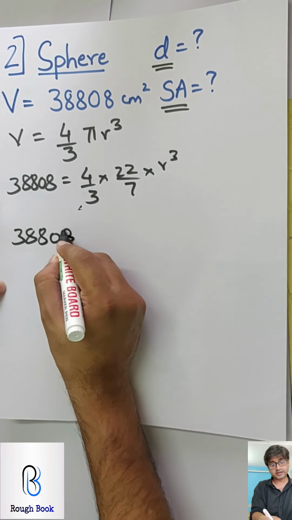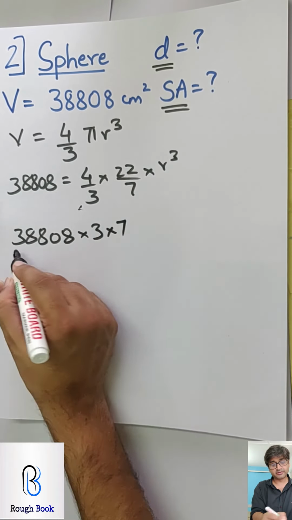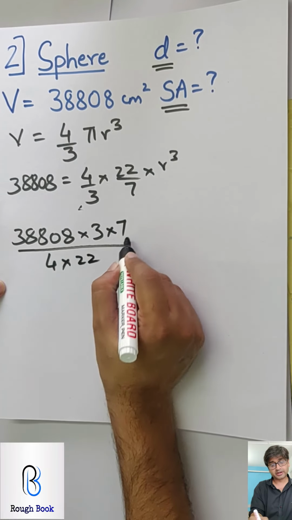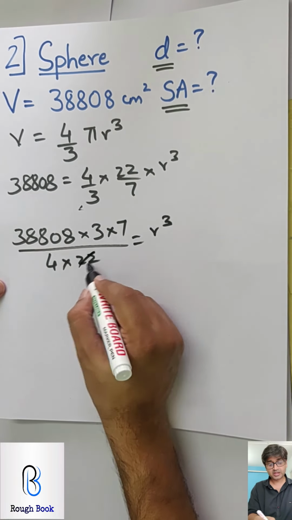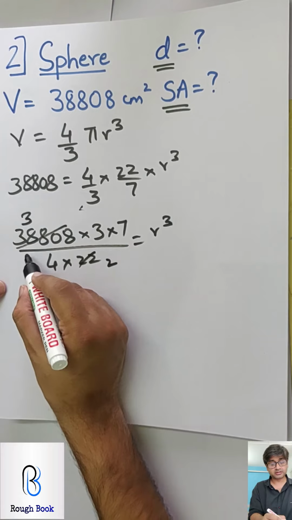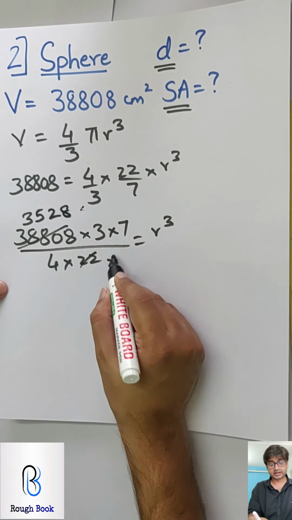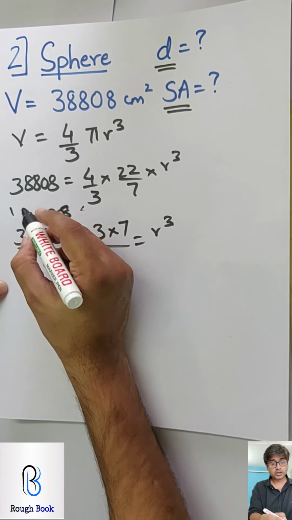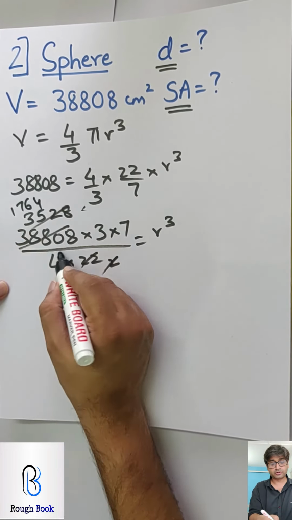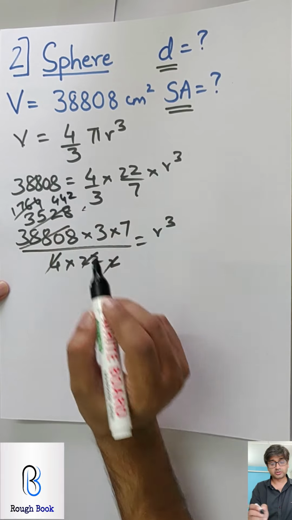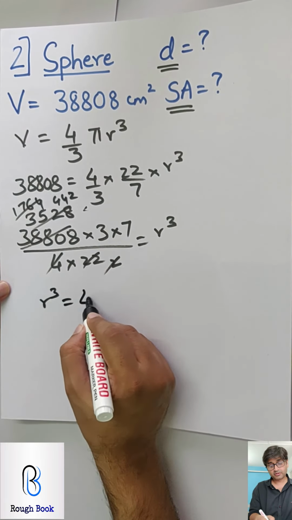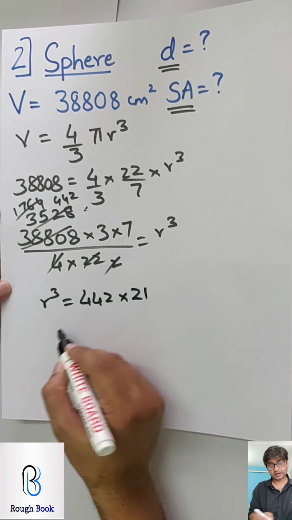So 38808 into 3 into 7 upon 4 into 22 is equal to r cube. So 11 2s are 22, 11 3s are 33, 5s are 30, 2 times and 8 times. So 2 1s are 2, 2 7s are 14, 6 and 4. So r cube is 442 into 21.